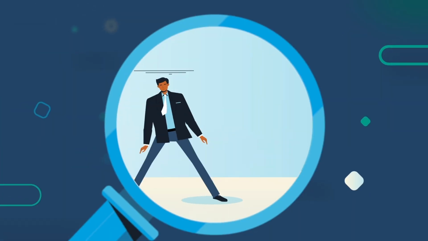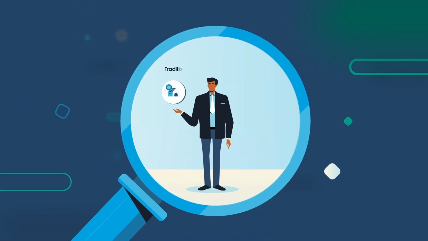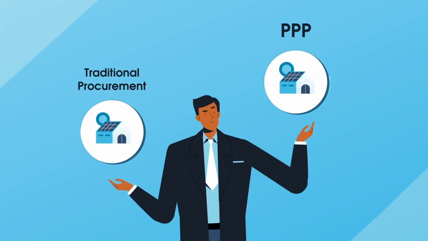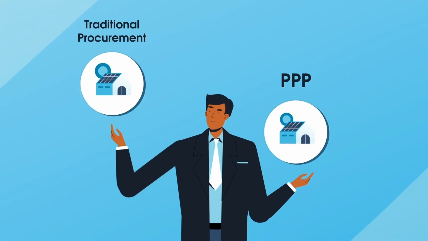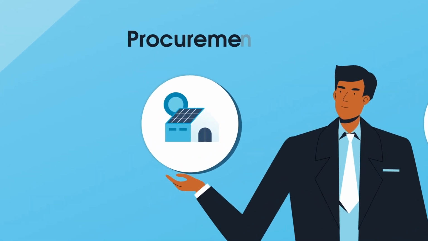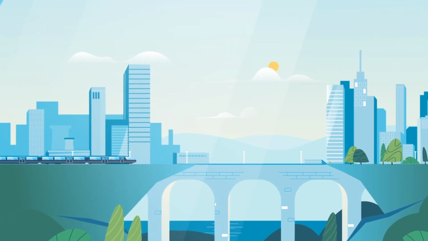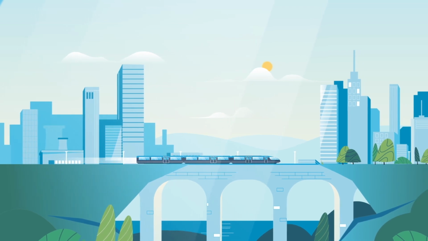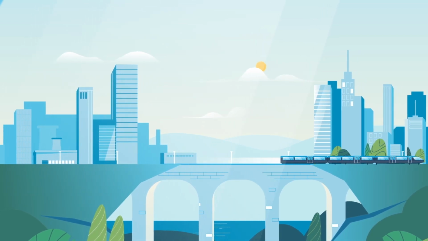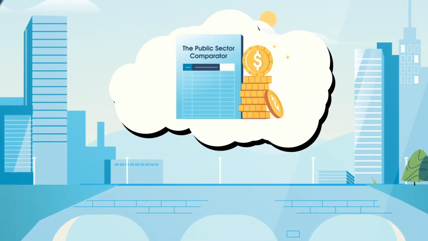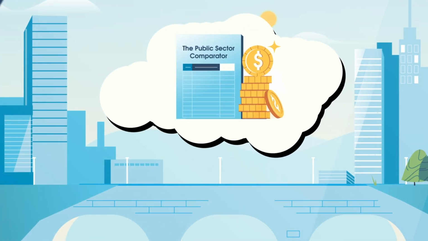A VFM analysis attempts to perform an apples-to-apples comparison of the alternatives to make an informed decision. This analysis can be done during the feasibility stage or any time before or after the procurement. Let's assume the public agency wants to make a comparison of traditional procurement with a PPP. Here's how it works. First, the public sector would develop something called the Public Sector Comparator.